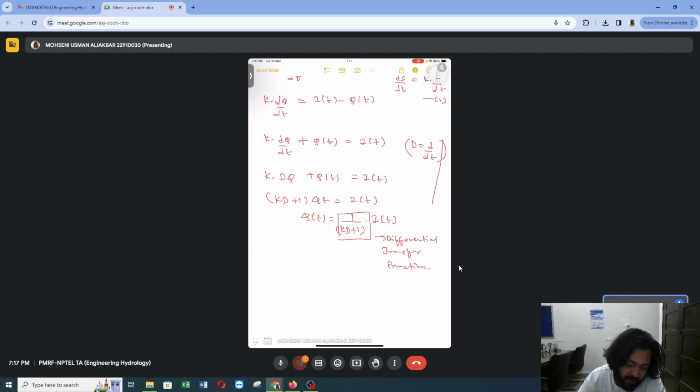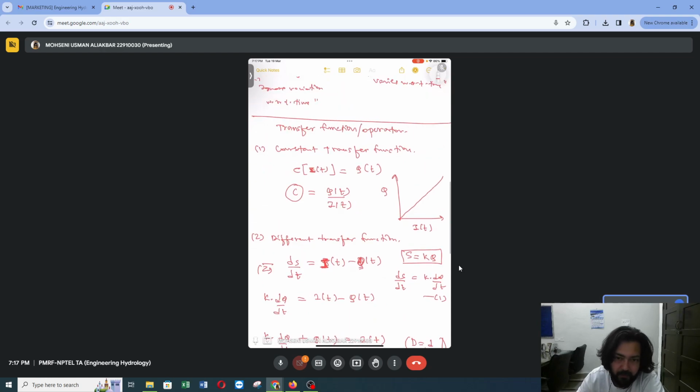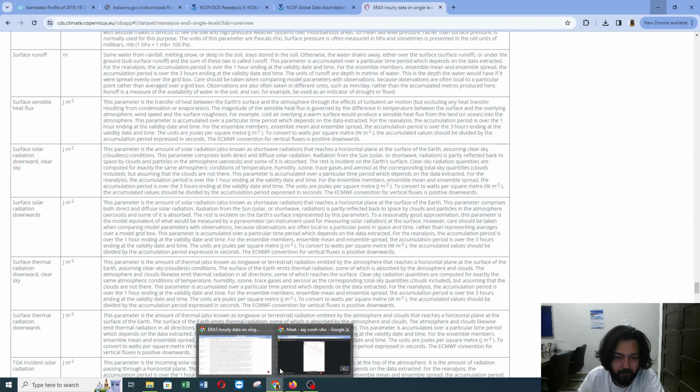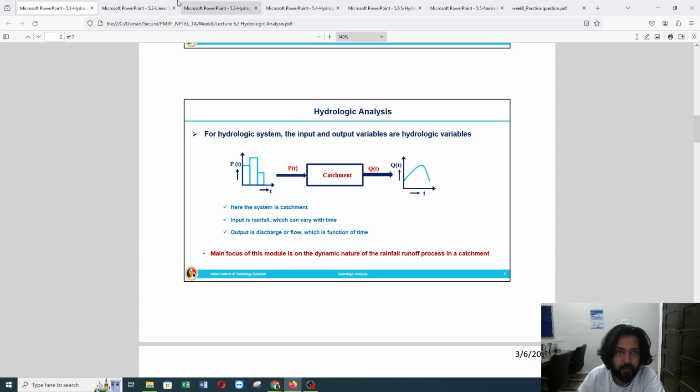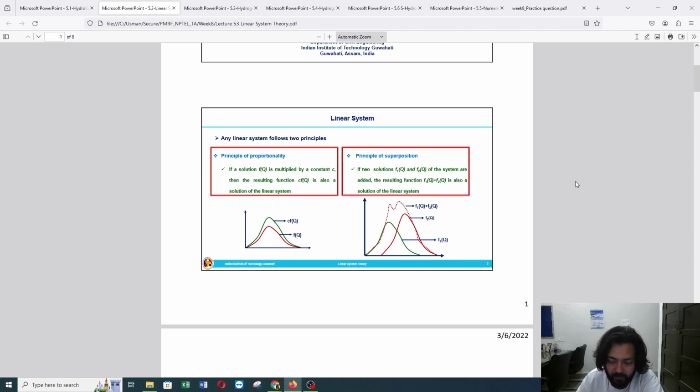So from this we can say that the rainfall runoff model is a linear system. Now how does a linear system work? The next thing we should understand is how a linear system works. Let us see what are the two principles on which the linear system is based. The first principle is the principle of proportionality, and the second principle is the principle of superposition. Let us understand each of them.